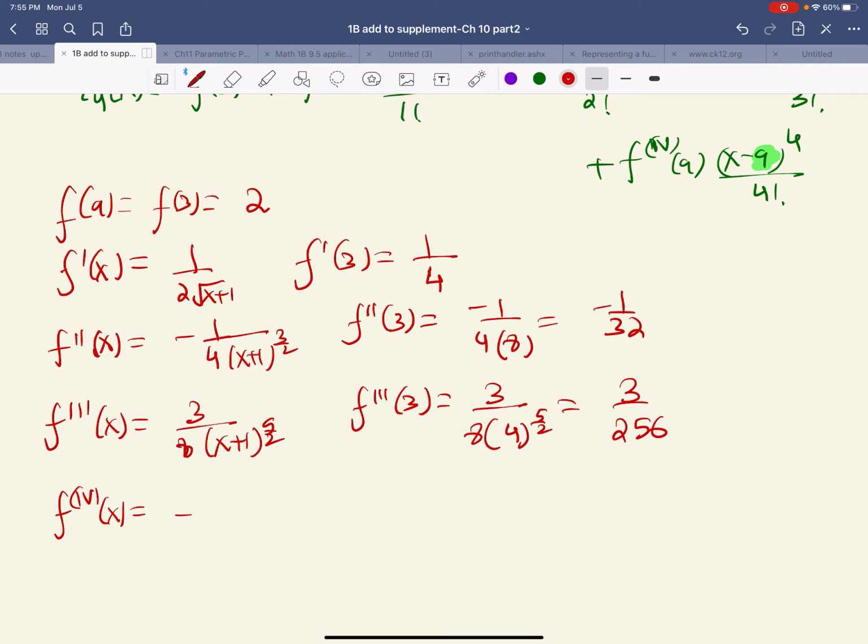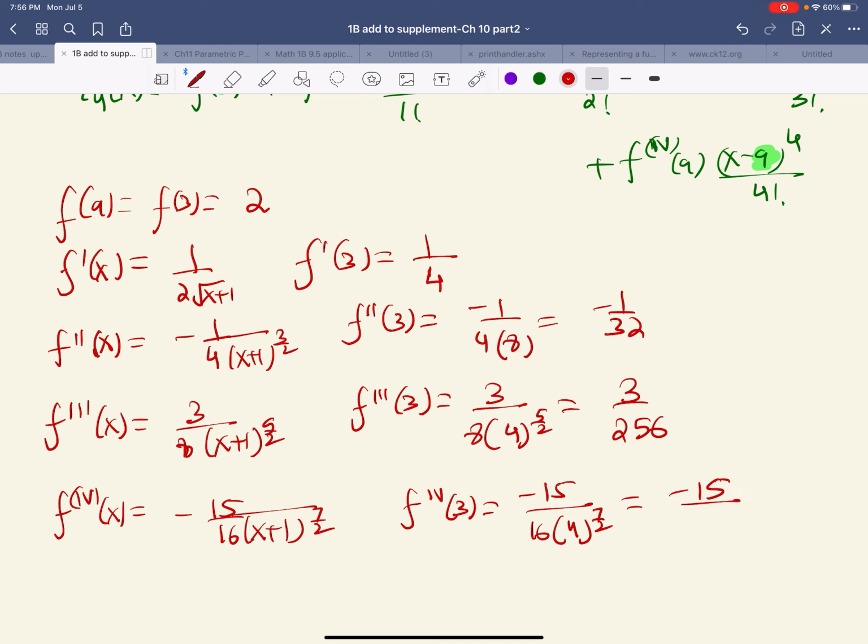Again, for the fourth derivative, it's going to be negative. And instead of 3 over 8, it would be 15 over 16 times x plus 1 to the power 7 halves. Now, the fourth derivative at x equals 3 is going to be negative 15 over 16, and then 4 to the power 7 halves. So the square root of 4 is 2. 2 to the 7th power is 128. 128 times 16. That would be negative 15 over 2048.